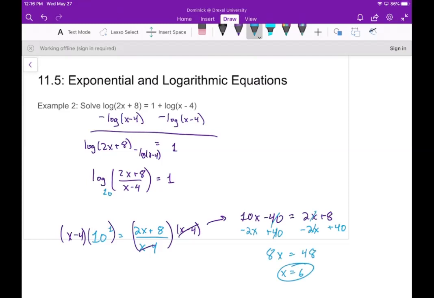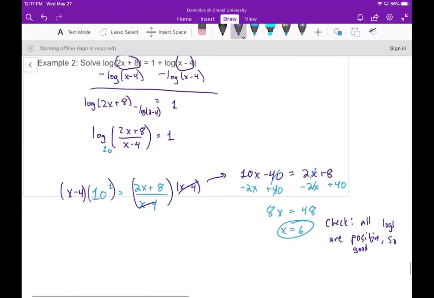Now here you have to be careful, because since you have logarithms, you can only plug in positive numbers. Now I shouldn't say you can only plug in positive numbers, but whatever's in parentheses for the log better be positive. But here we're okay, because if I plug in 6, all logs are still positive. So good. If you had a number that resulted in the inside of a log being negative, then you'd have to throw that one out.